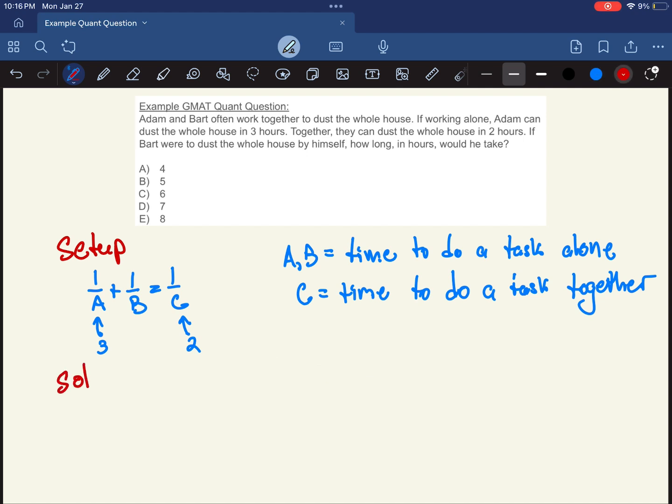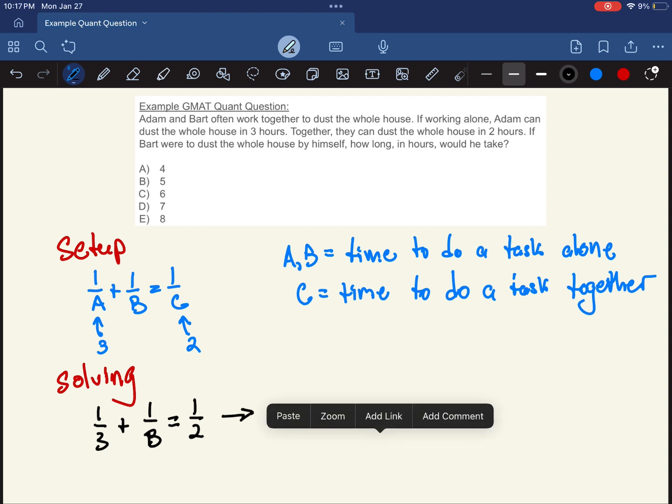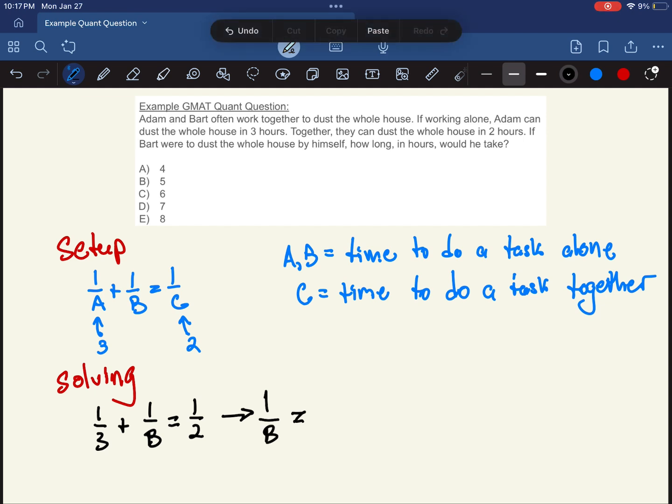Now solving the equation, we'll plug in our variables. So we'll have 1 over 3 plus 1 over B equals 1 over 2. To solve for this, we have to subtract 1/3 from both sides. So 1 over B equals 1/2 minus 1/3.